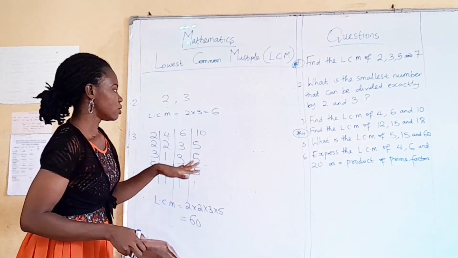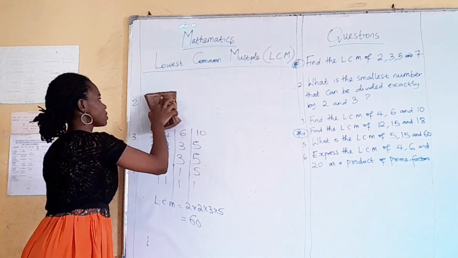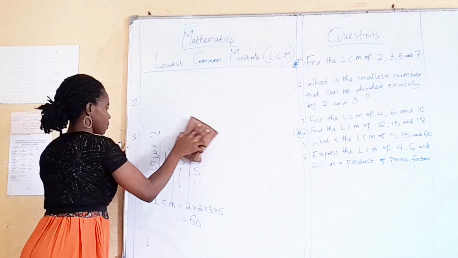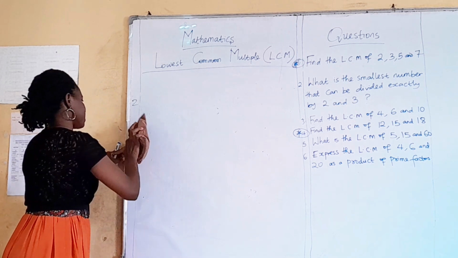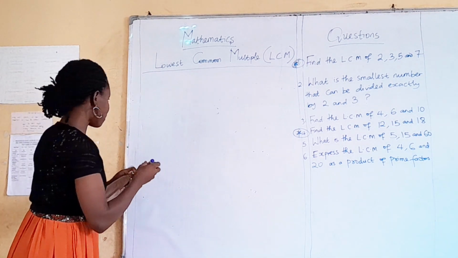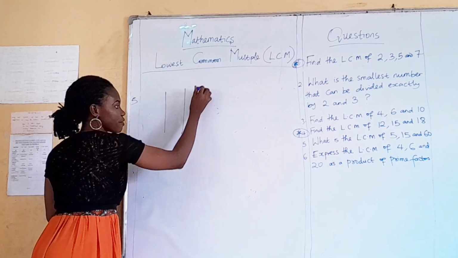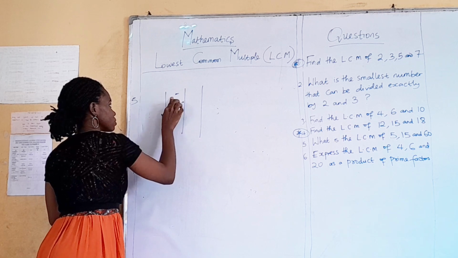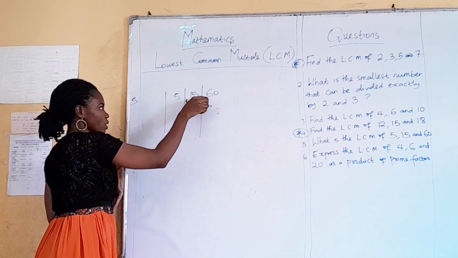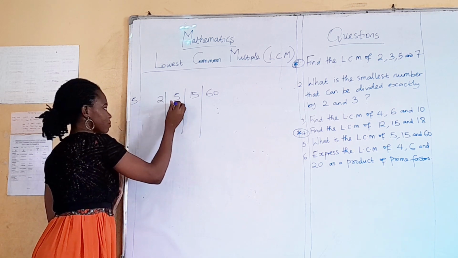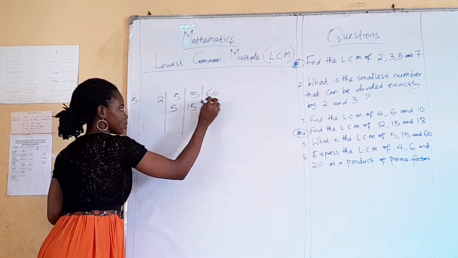Okay? Alright. So number 5 now is the one I'm going to solve. Let me clean this. I hope you're done writing this. Number 5 says we should find the lowest common multiple of 5, 15, and 60. We start. There's an even number here, so we start with 2. 2 divide 5, 5. 15, 15. 2 divide 60 is 30.